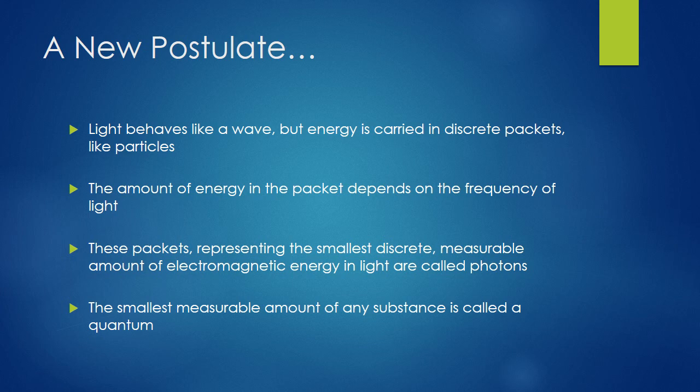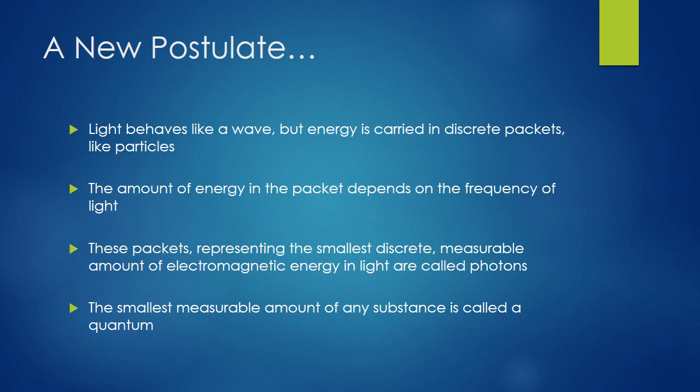And that theory was that light wasn't just a wave. Light, even though it behaves like a wave, is actually carried in discrete packets like particles. We call this wave-particle duality. So light is basically both a wave and a particle at the same time, which is awesome.